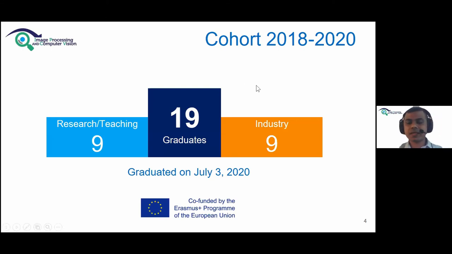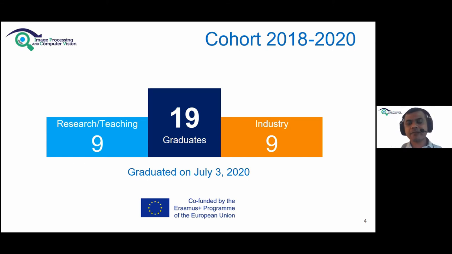I'll be talking about our cohort, especially because the older cohorts have already settled in very good international companies all over the world and are earning a lot, salary wise. I have focused on the cohort 2018-20 because of the COVID pandemic and the recent advancements of our field. From our 19 graduates, 9 went for PhD research or teaching, working in different research labs as research assistants or in other research positions. And 9 have gone to industries like Microsoft and many other companies in Europe and North America.